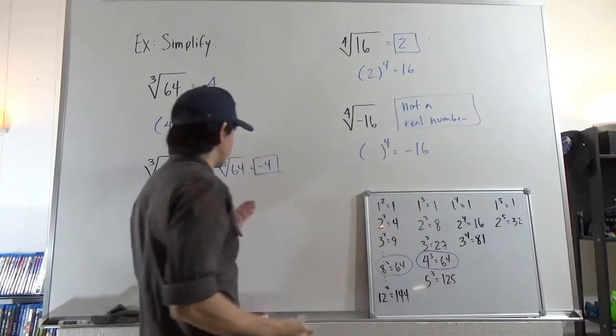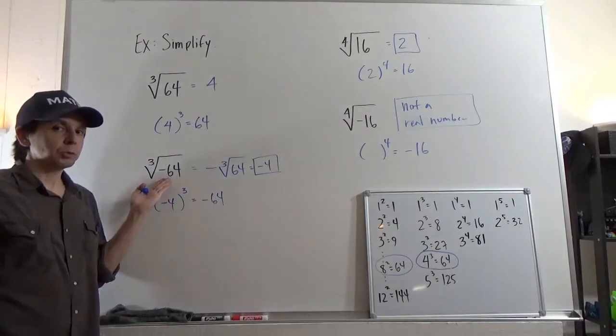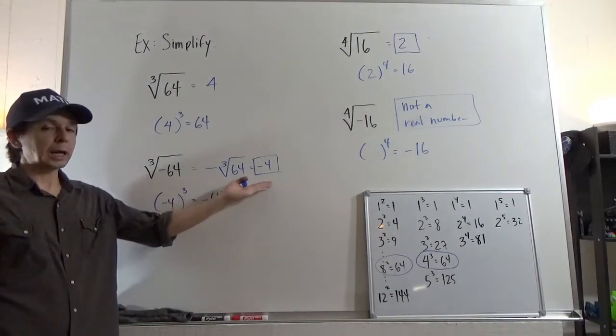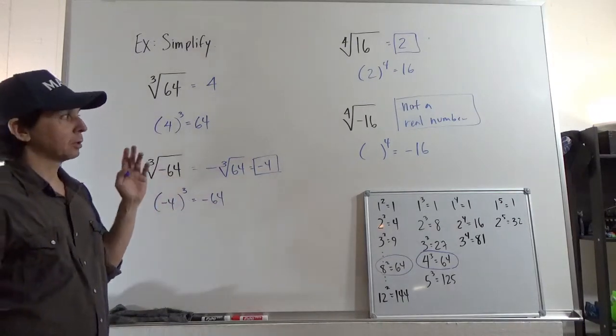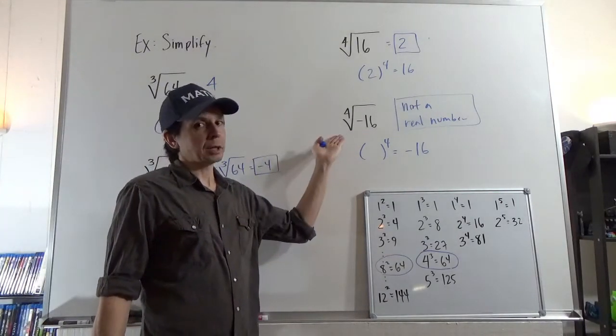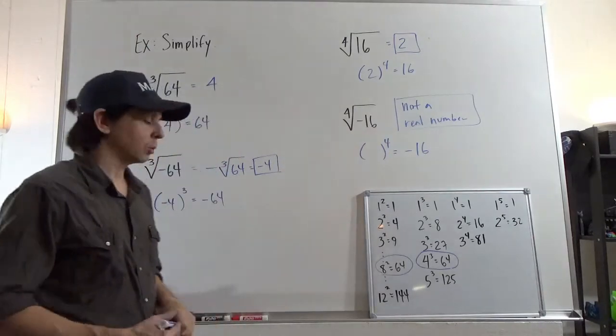And let's look at this. A negative under an odd root is legal and will give you an answer. Negatives do have odd roots, cube roots in particular. A negative under an even root is not allowed. That's not a real number, like a square root.